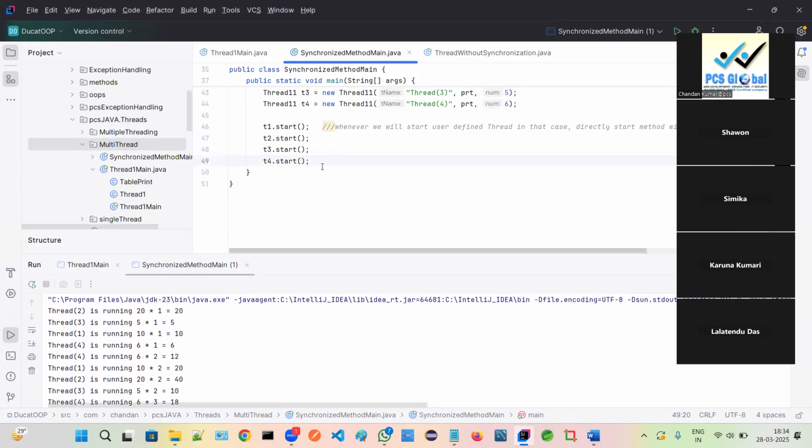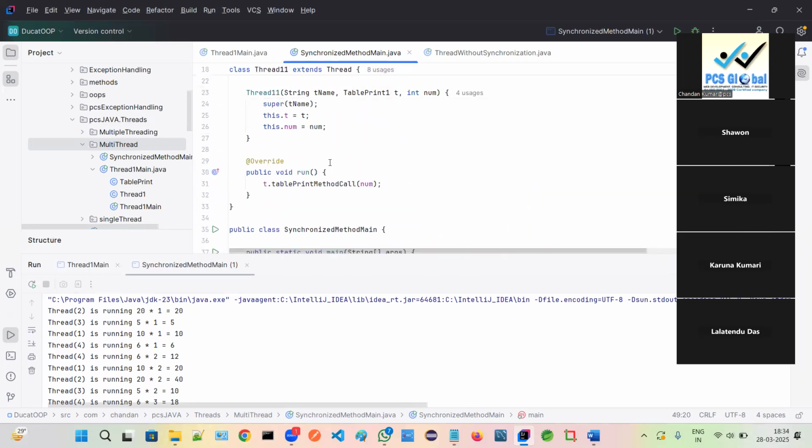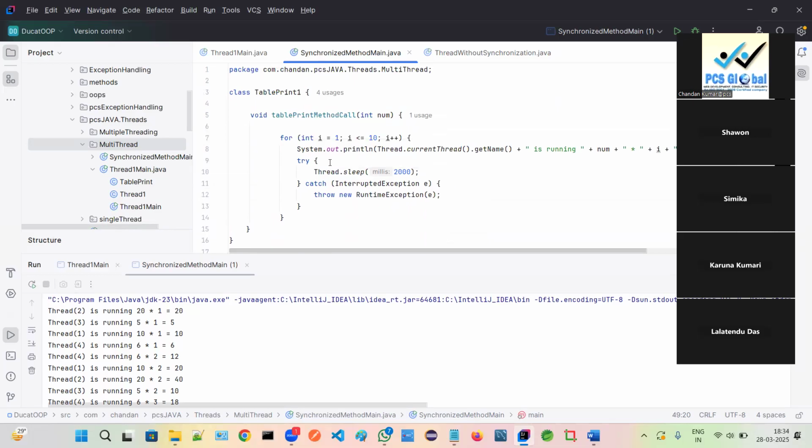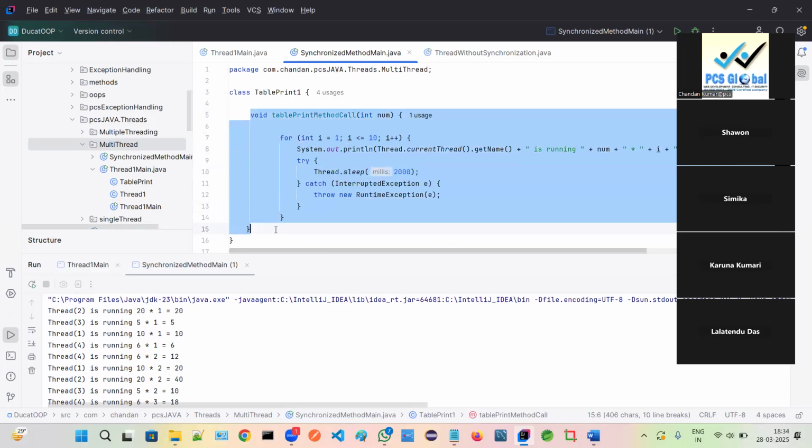very good concept or mechanism. That mechanism is what? The synchronization concept we are using. That synchronization concept will put a kind of lock. That lock is called the object lock, also called a monitor, on a method, such that once a thread enters inside this method, it will put a kind of lock and it will go inside.